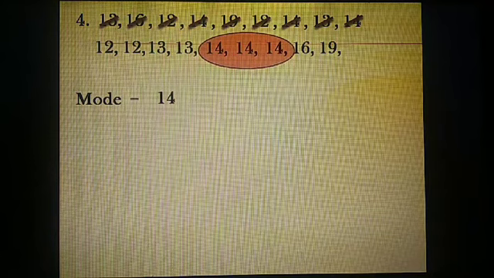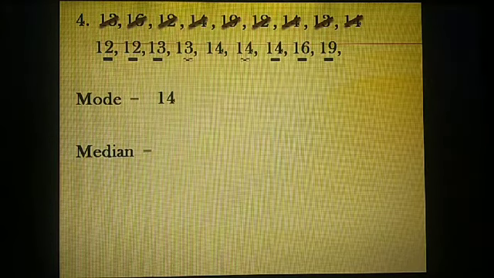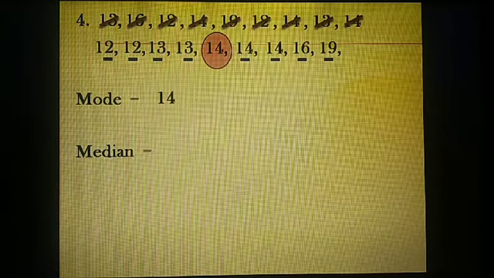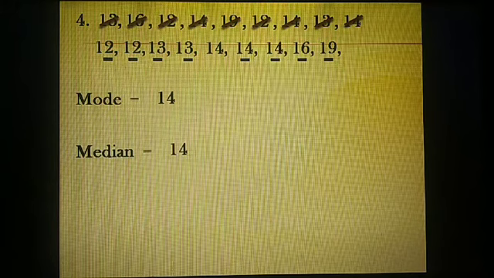So the mode is 14 as it is coming 3 times. Next we are supposed to find the median. For that again, the boundary moves inward. Finally we are left with the middle term. Yes, and it is 14. I hope the concept of mode and median is clear to each one of you.